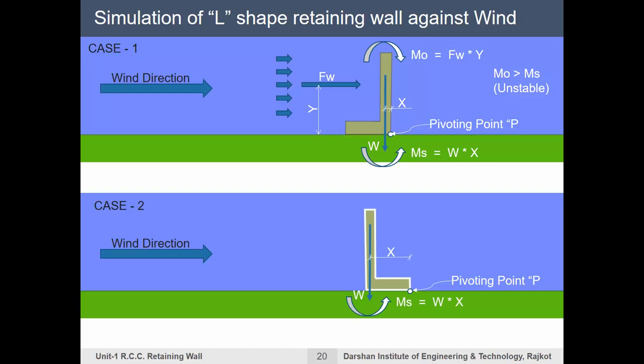The second is the stabilizing moment MS, acting in anti-clockwise direction due to self-weight W acting at a distance x from pivoting point P. Here you can see that our lever arm x is much larger compared to the lever arm in case number 1. Since our overturning moment MO is smaller than our stabilizing moment MS, our L-shaped retaining wall, which has its leg projected away from the wind, is stable as far as overturning failure is concerned.